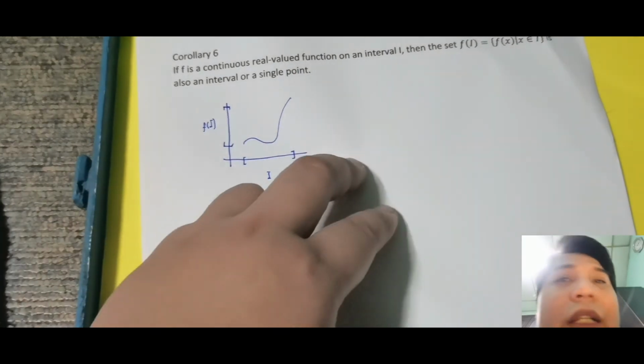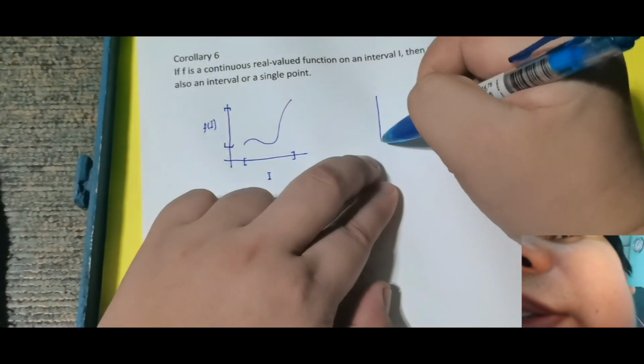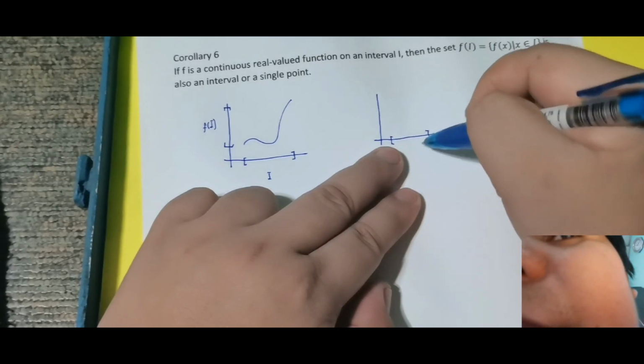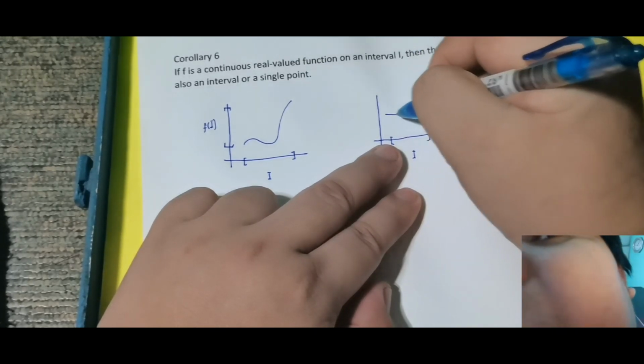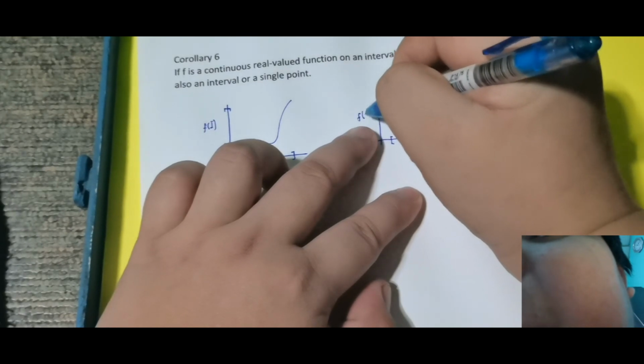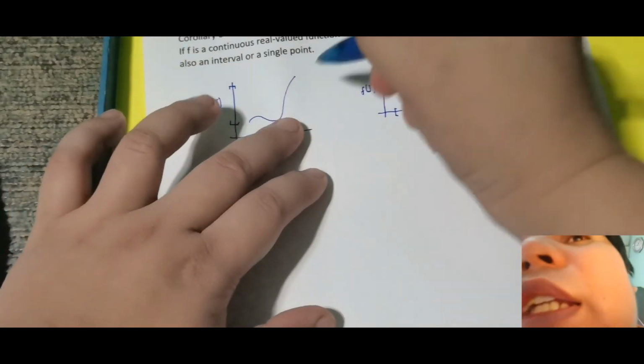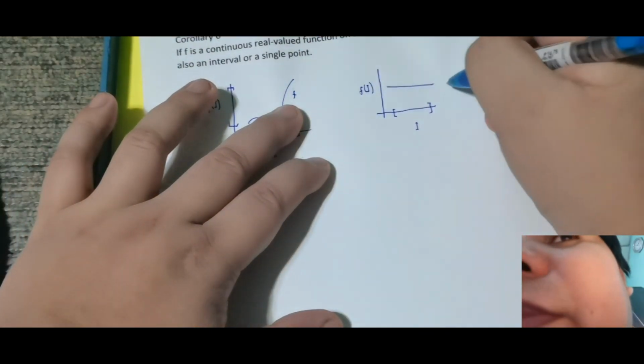Okay, then pangalawa, sabi na or a single point. Paano naman magiging single point yan? Magiging single point yan pag ganito yung function. So, let's say, ito ulit yung interval natin. So, kunyari, ito yung function. So, meaning, ito yung f of I. Single point siya. Kung ganun yung function, diretso lang. Straight lang. Okay? So, hoping na naintindihan mo yung part na to.